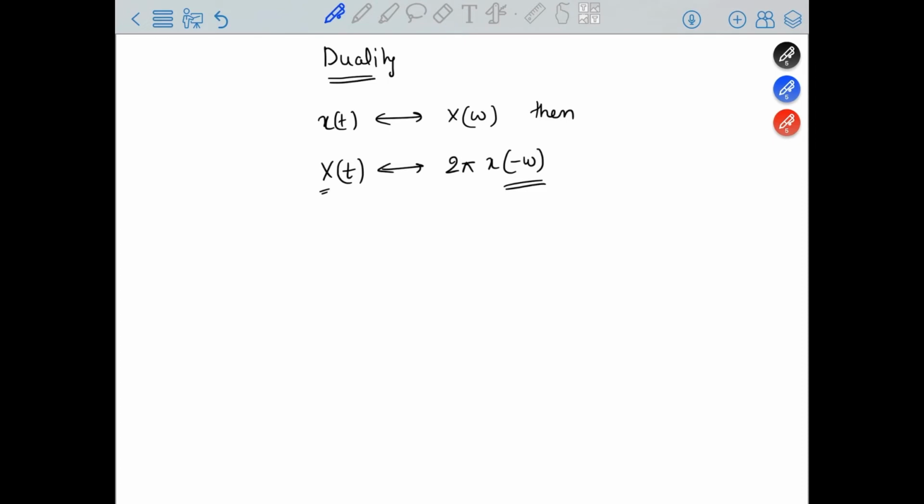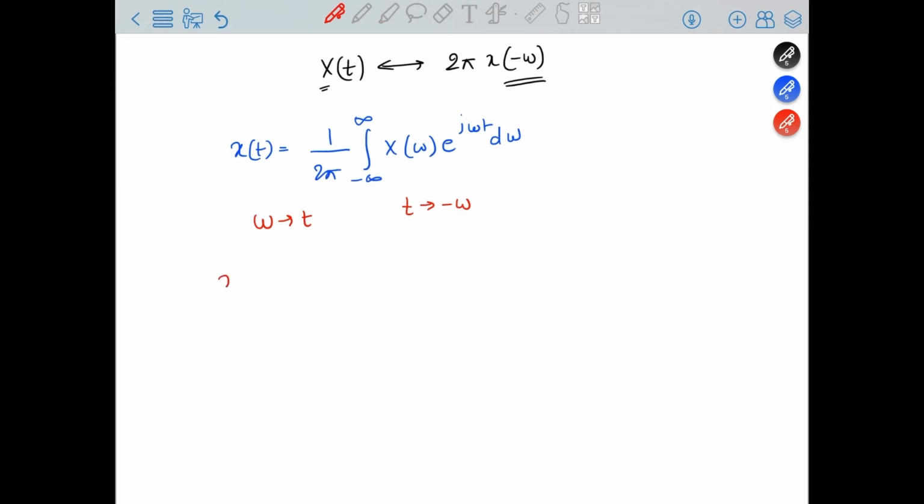We have to do some simple replacement in the expression for x(t). Suppose we have x(t) represented as 1 over 2 pi, integral from minus infinity to infinity of X(omega) e raised to the power j omega t d omega. Here we'll do a simple replacement of omega with t and t with minus omega. After replacement, we get x(minus omega) equivalent to 1 over 2 pi, integral from minus infinity to infinity of capital X(t) e raised to the power minus j omega t dt.